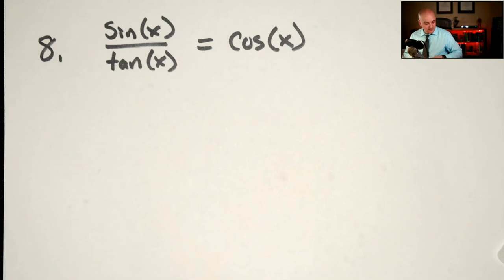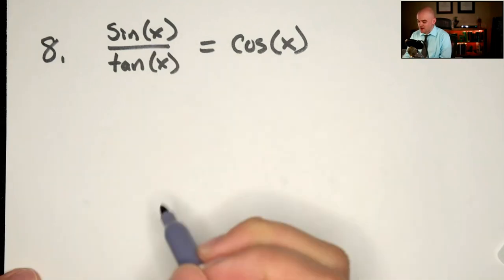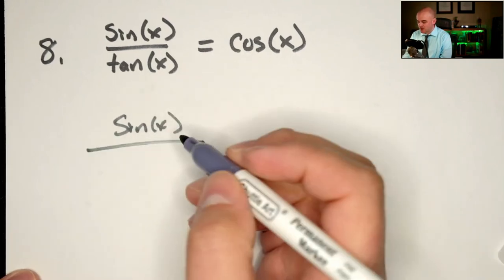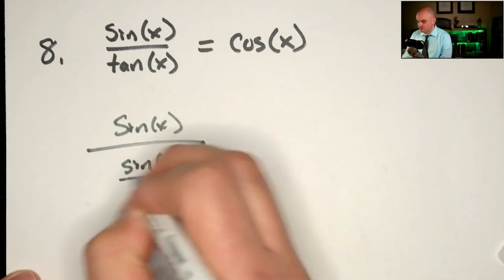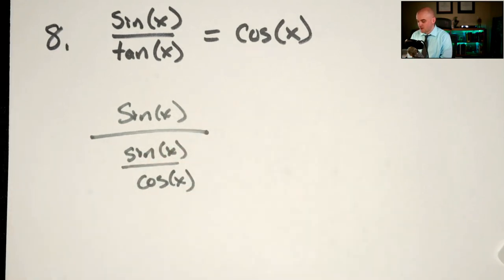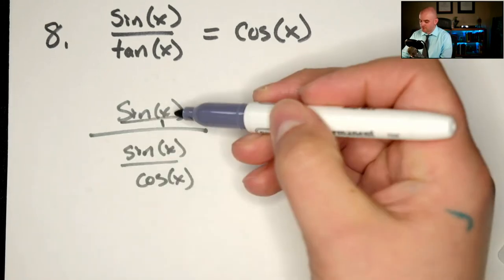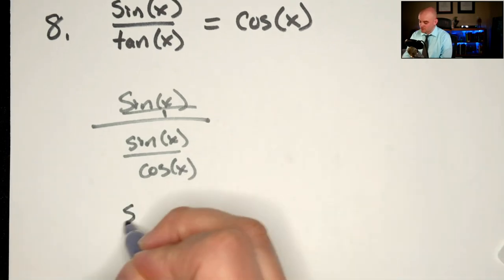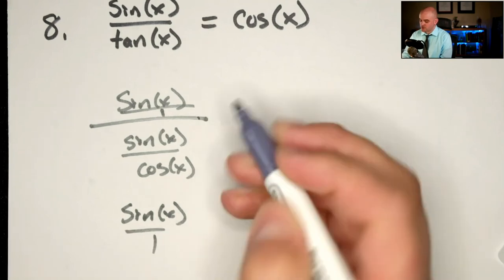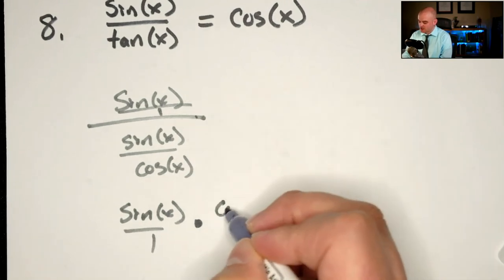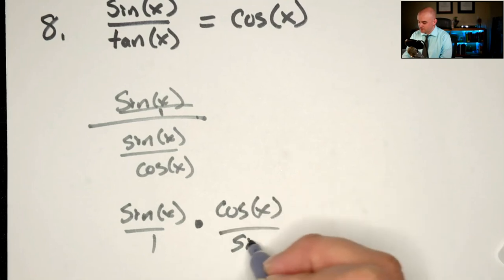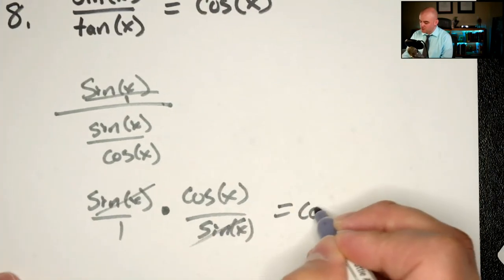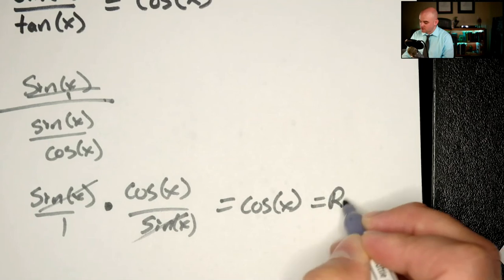All right, when I see number 8, this is what I'm thinking of. I say, okay, I've got the sine of x divided by tangent. Well, tangent is the same thing as sine over cosine. And if it makes you happy, we can make this sine a fraction. So I've got a fraction divided by a fraction. So I can keep it, switch it, flip it. So keep the first one, sine of x, switch to multiplication, and flip the second one. I get cosine over sine. Then when I multiply them, the sines will cancel, leaving me with the cosine of x, which is equal to the right-hand side of the equation.